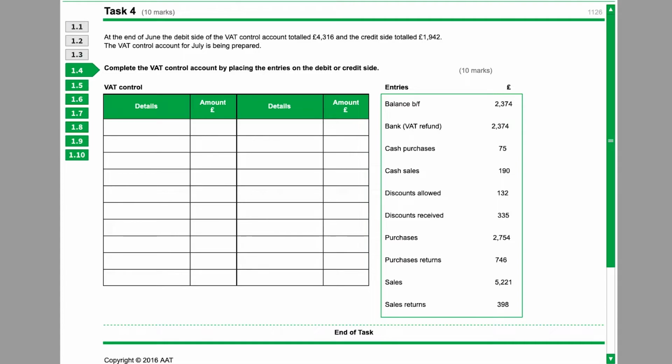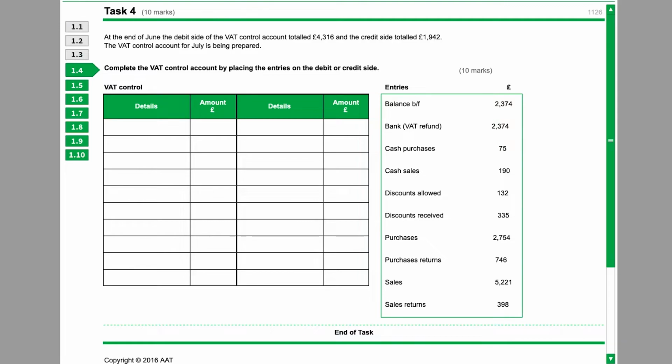At the end of June, the debit side of the VAT control account totaled $4,316 and the credit side totaled $1,942. The VAT control account for July is being prepared. Complete the VAT control account by placing the entries on the debit or credit side.